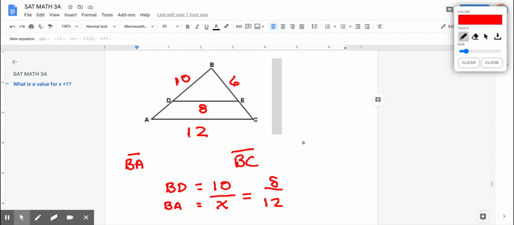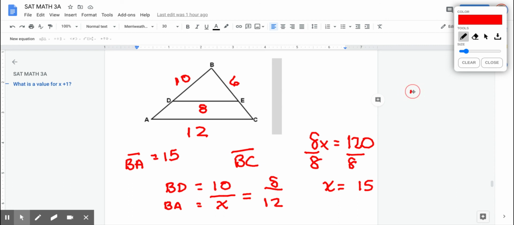So we just cross multiply. You're going to have 8x equals 120. Right? And then all we have to do is just divide the 8 out on both sides, and that gives us the x, which is 15, but it gives us what BA is. BA, line BA would equal 15. So let's try to find BC now. Let's see how we do BC.